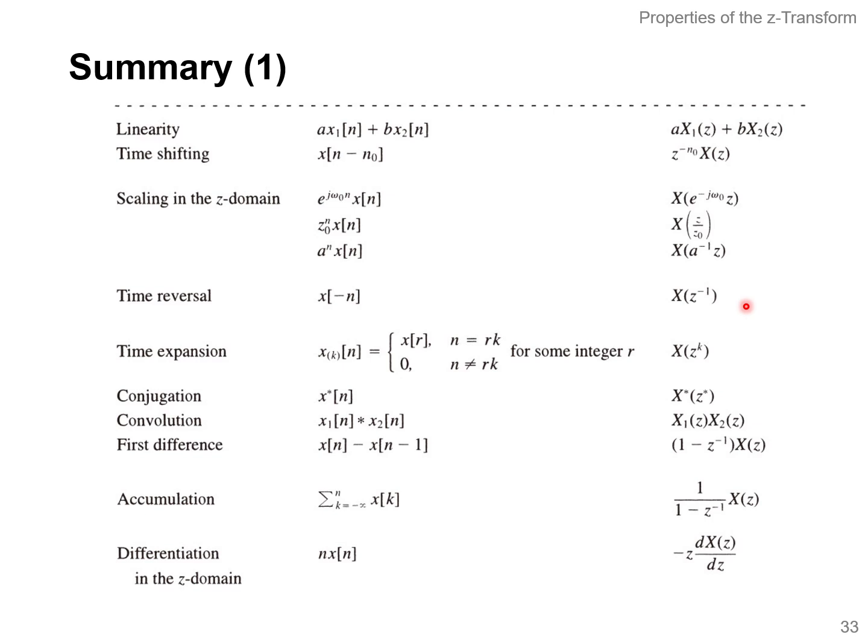Time expansion increases the spacing between samples, and replaces z with z to the k. Convolution in time becomes multiplication in the z domain. Multiplying a signal by n in time corresponds to differentiation with respect to z. These properties help us analyze discrete time signals and systems efficiently using the z transform.